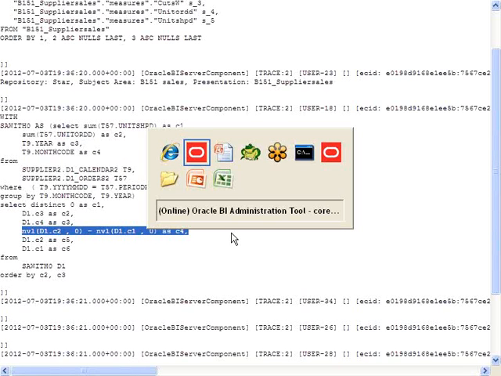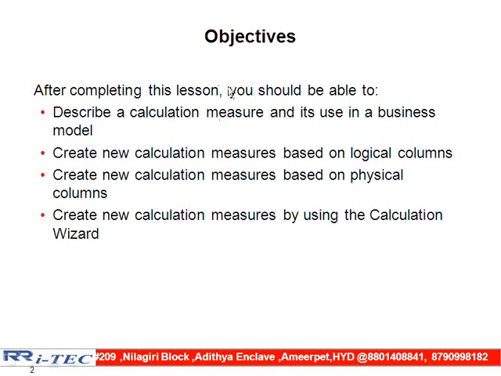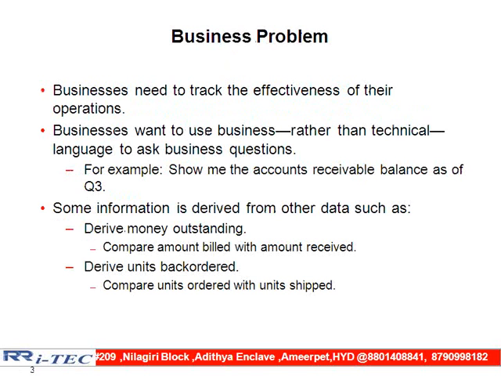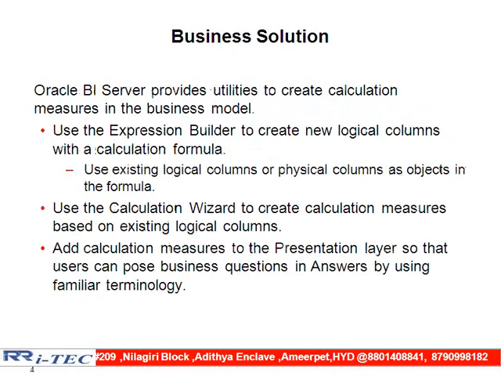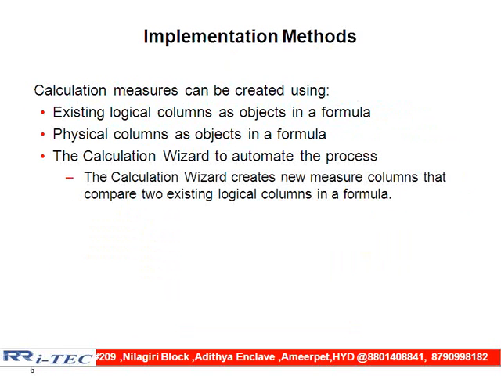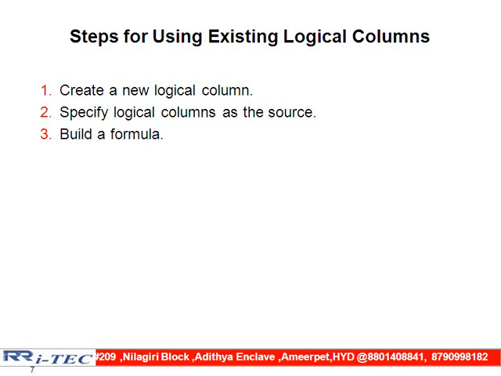Let me move on to the next chapter. Any questions on this one, sir? You want me to walk through this one? I can walk through it. So these are the business problems, business solutions, ABC examples, implementation methods. First one is steps for using existing logical columns. How many steps are there, sir? 3 steps are there. One is create a new logical column, specify logical columns as a source, build a formula.